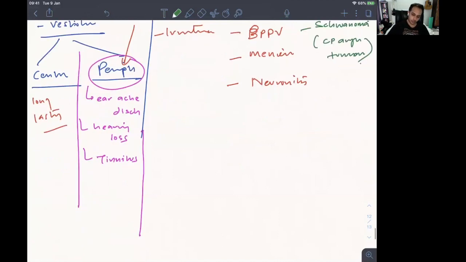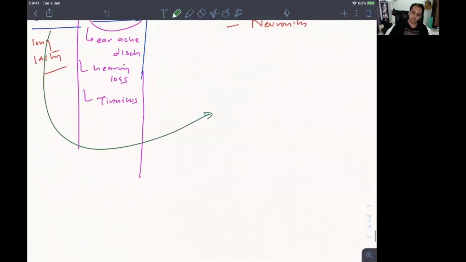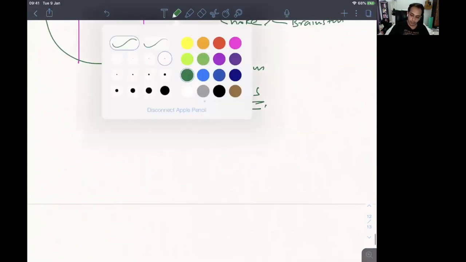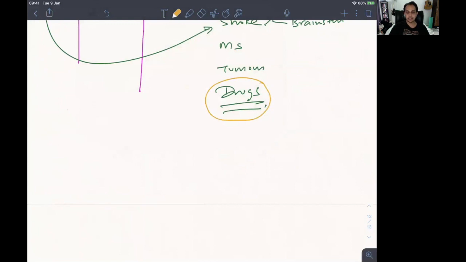Now, there are a lot of central causes of vestibular dysfunction, such as stroke, multiple sclerosis, tumor. The stroke can be in the cortex or in the brainstem. You can also have drugs. Now, it's important to mention drugs because drugs are one of the few causes of bilateral vestibular dysfunction.